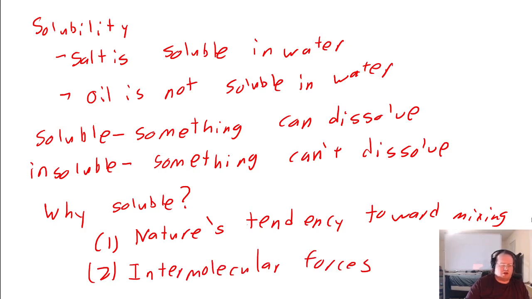So I want to start by talking about nature's tendencies towards mixing, what I mean by that. Our textbook uses the word entropy to talk about this. I'm going to be the first person to say that I don't think we're going to get through a complete, great definition of entropy in this chapter. We're going to discuss it again when we get to thermodynamics. So I'm going to do my best with it.